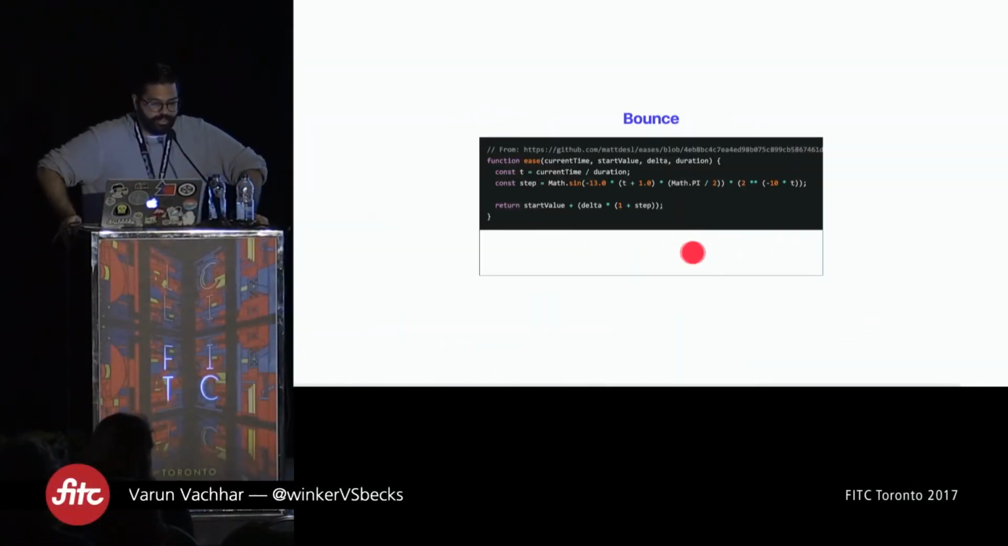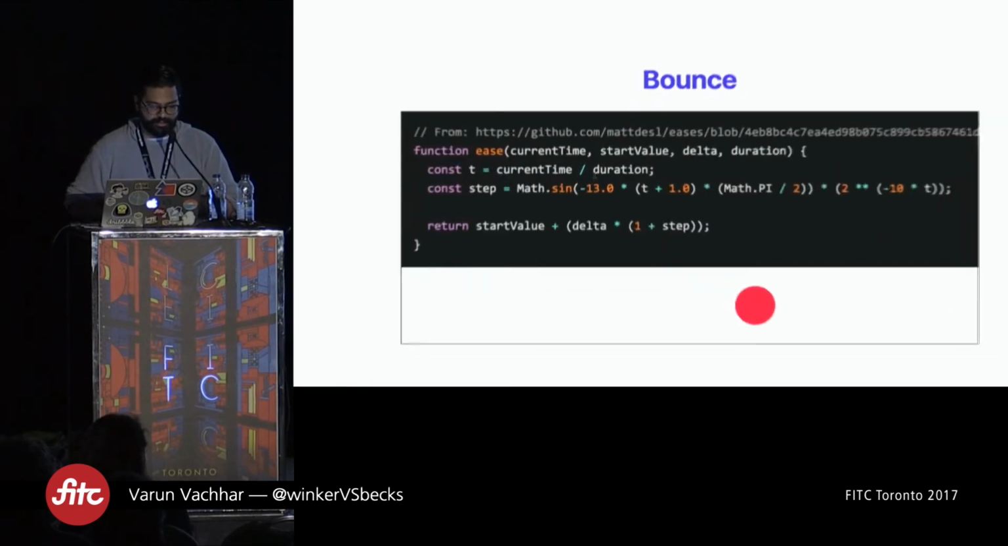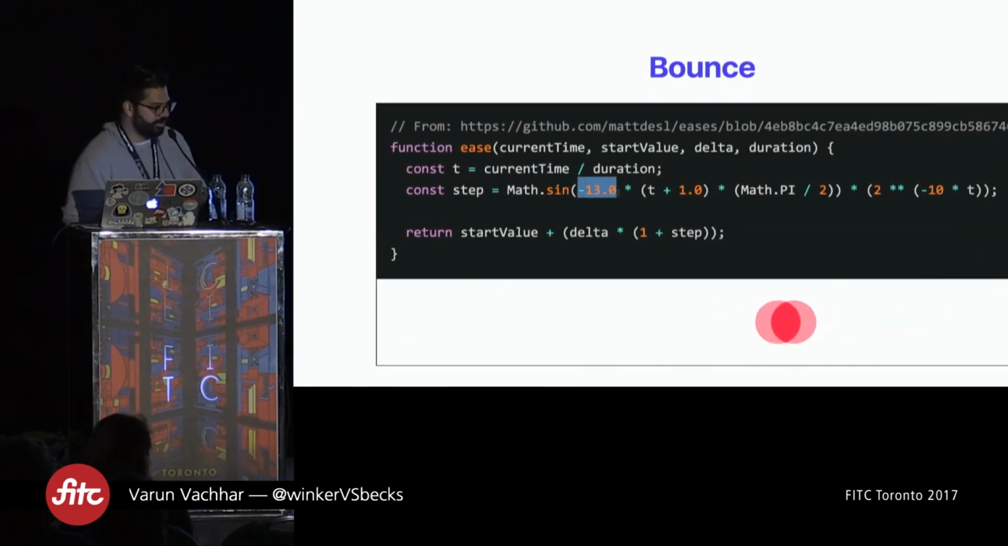Here's another example of bounce easing. This is something from Matt Delaurier's eases library. Generally, if you look at code for a bounce transition, you'll notice there's a lot of code there, like 4 or 5 lines that decide what that function needs to be to generate that easing. But this is a much more stripped down, simplified version. In this case, you'll notice this number here, 13. That constant is the only thing that drives the springiness of this bounce easing.